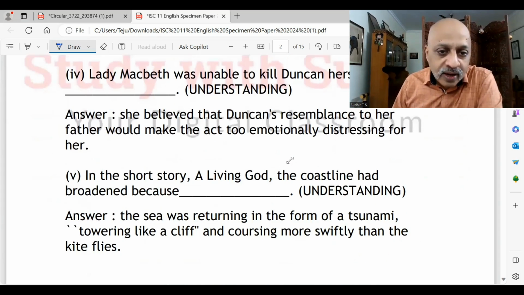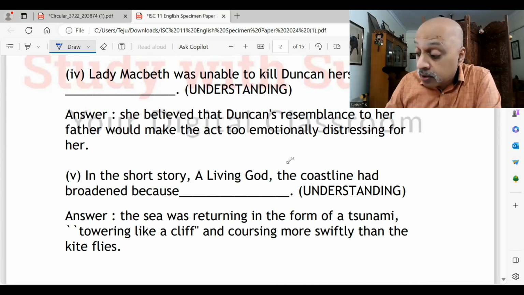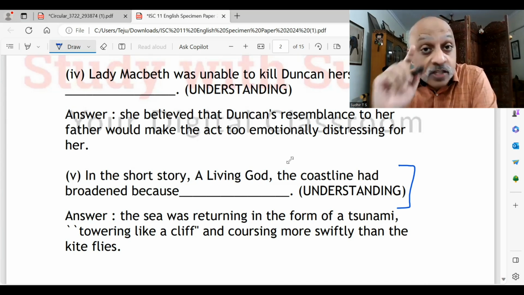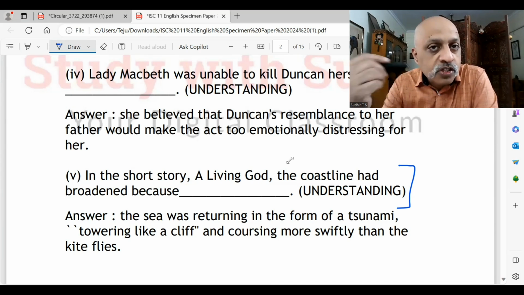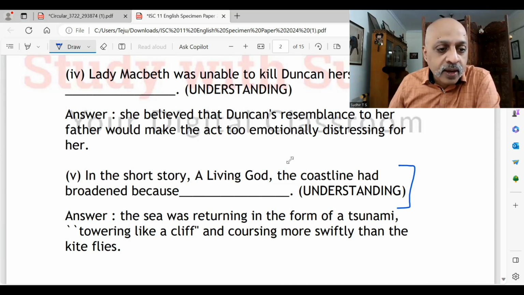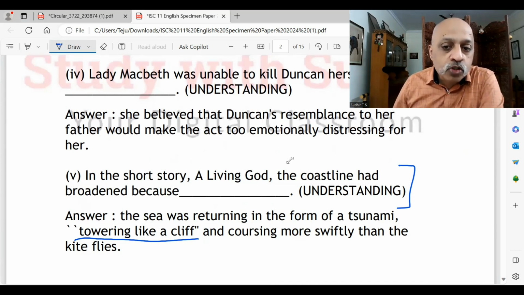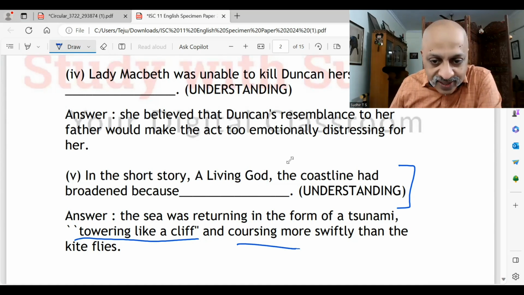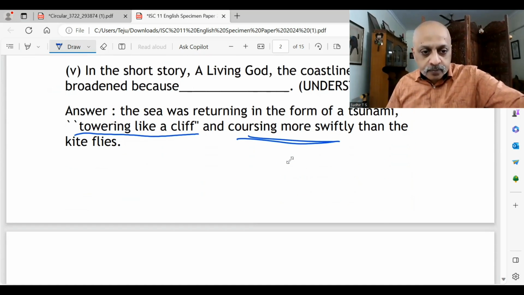In the short story, A Living God, the coastline had broadened. Now again, this is a line which is there in the book. So unless you read the text as many times as possible, you will not remember it. The sea was returning in the form of a tsunami, towering like a cliff. So if you use a keyword like this as well, even better. Okay, and coursing more swiftly than the kite flies. I've actually taken the exact words from the text itself. Makes it that much better.